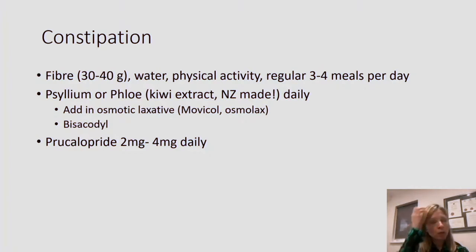Now, in terms of beyond lifestyle management, I then use a baseline stimulant and bulking agent. So that can be psyllium, or in fact Flow, which is something that's been designed in New Zealand, a kiwifruit extract that does the same thing and also has a probiotic along with it. So that's sort of like the baseline that would be used every single day. On its own, the benefit of that is minimal, but that forms the basis of then adding on an osmotic laxative, so it would be Movicol or Osmolax, and also on top of that a stimulant laxative, which can be bisacodyl or some of the other traditional ones, or prucalopride is very effective in this space as well.